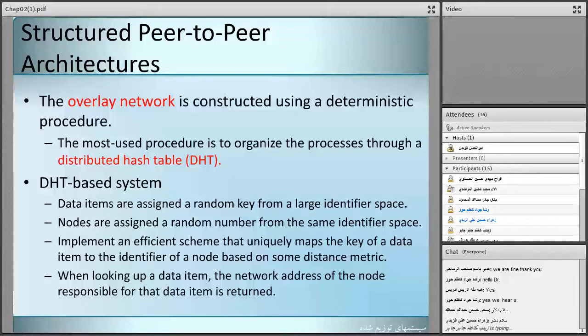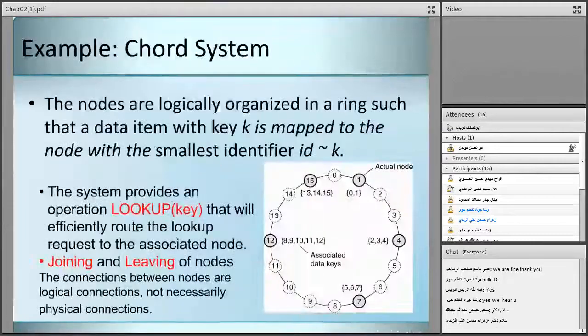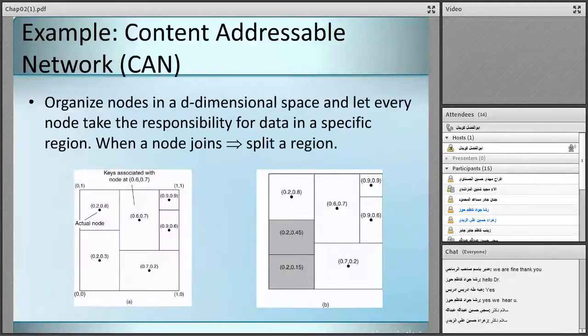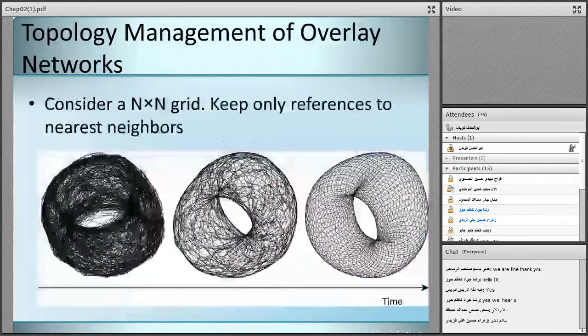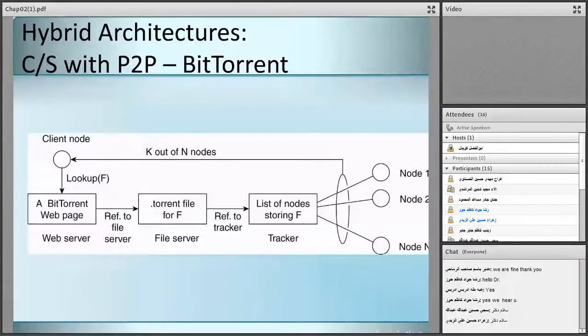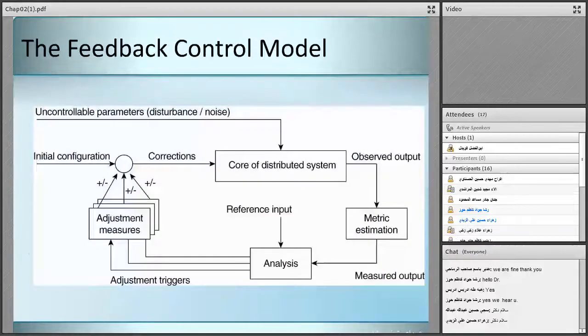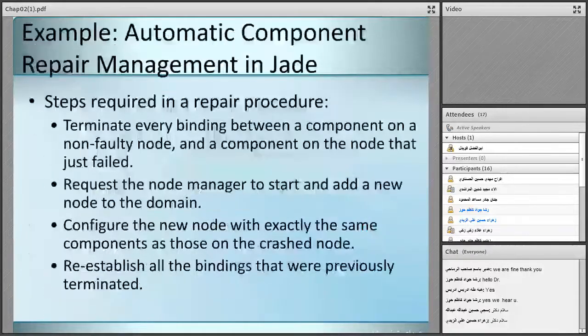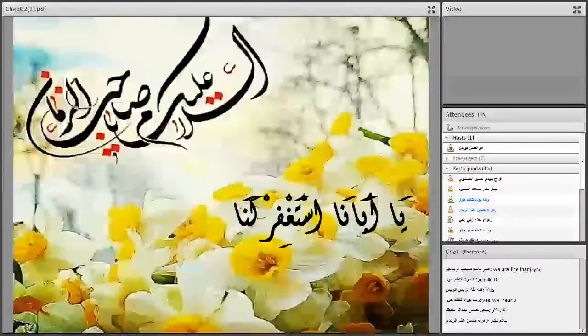Why do I skip these slides? Because we have some more important contents and I prefer to study and teach those slides and those lectures. They are more important. So I skip these slides. You can study it by yourself. Got it?